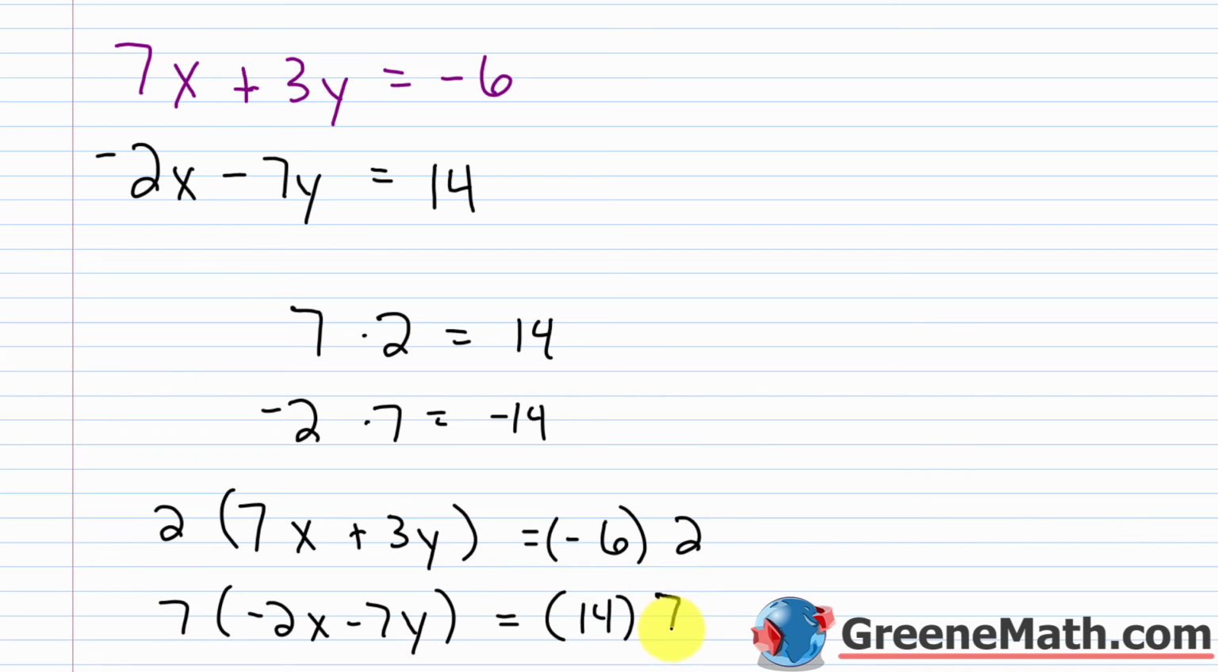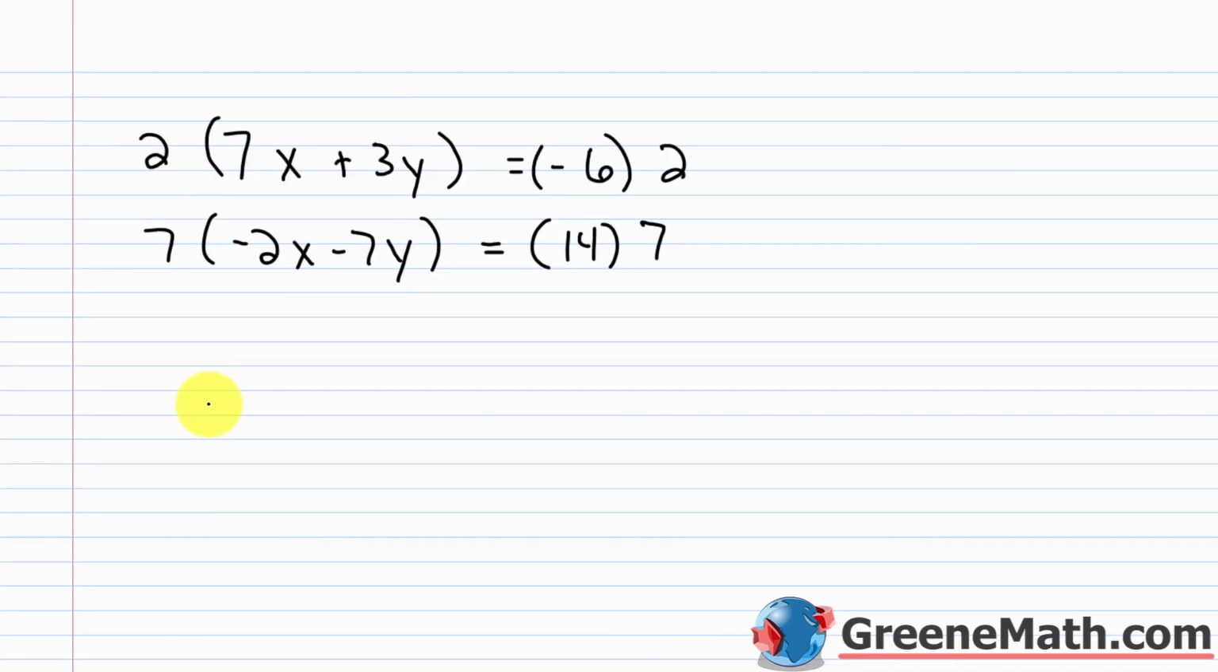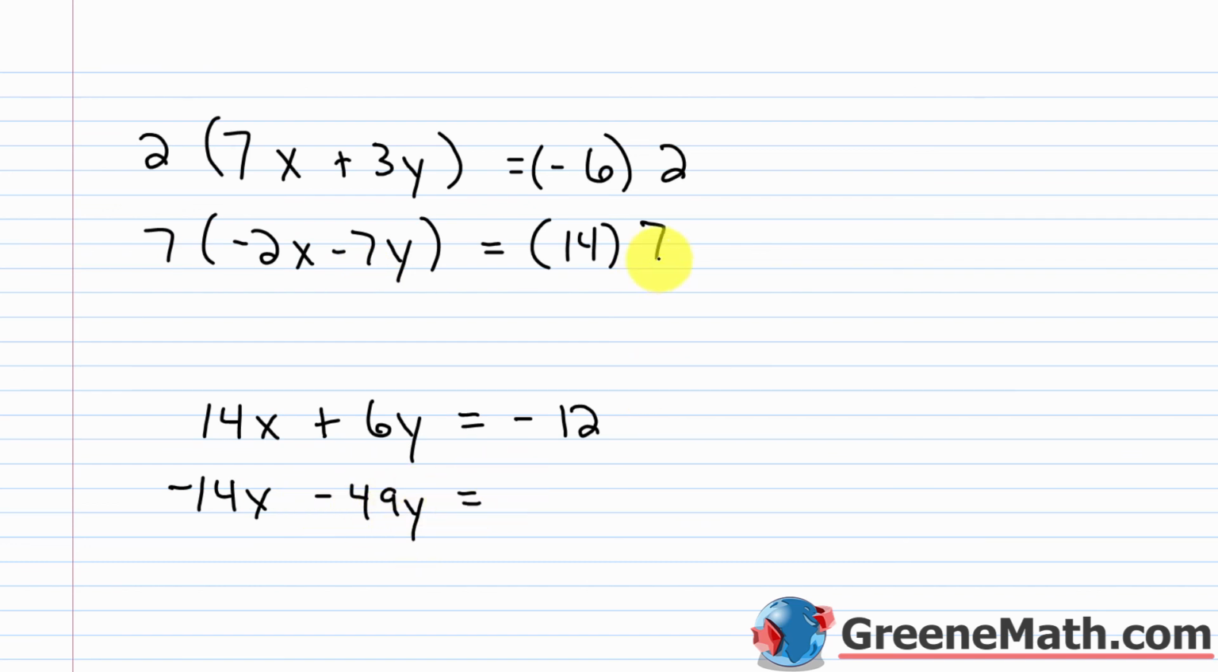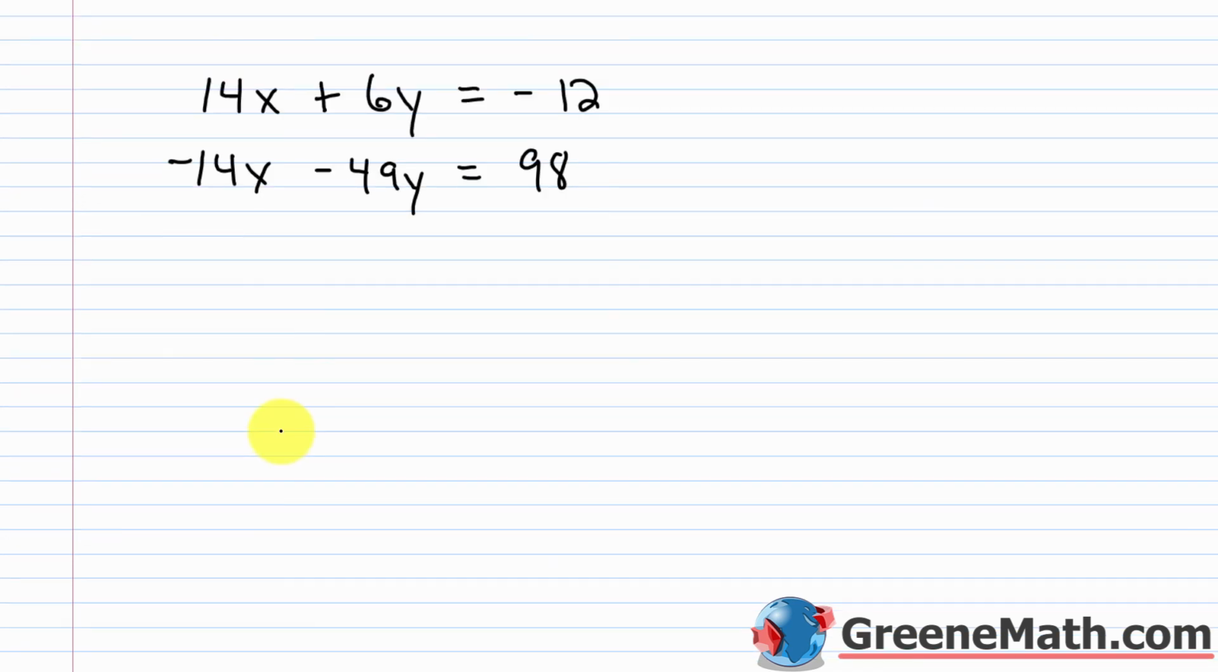That's multiplied by 7. So 2 times 7x is 14x. Plus 2 times 3y, that's 6y. And this equals -6 times 2, that's -12. Over here, I have 7 times -2x, that's -14x. 7 times -7y is -49y. This equals 7 times 14, which is 98. So now we can see that we have a 14, that's the coefficient for x there, and a -14, that's the coefficient for x there.